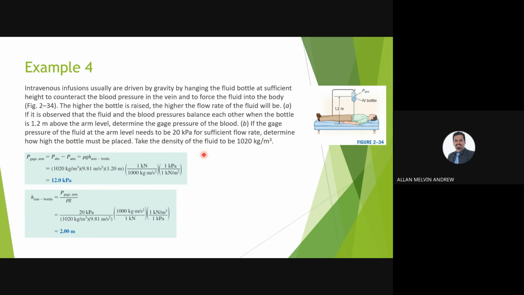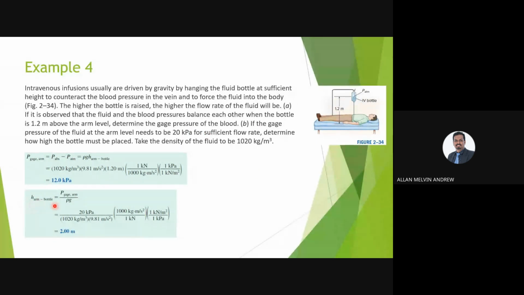So take the density, this is the same. Earlier you found that at 1.2 meters, the gauge pressure is 12 kilopascal. So it's not sufficient. It will cancel out the blood pressure, meaning the fluid will not enter the body. So they say you need to have at least 20 kilopascal here in order for the fluid from the bottle to enter the body. So you need to check.